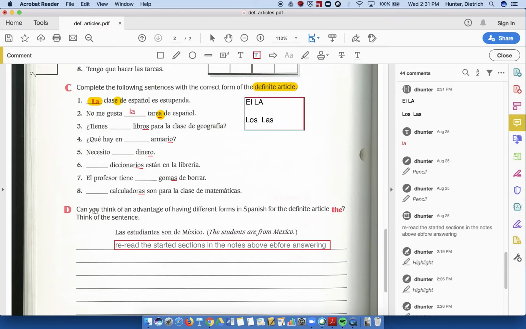In part D, you'll see here it says, can you think of an advantage of having different forms in Spanish for the definite article the? Think of the sentence, las estudiantes son de México. Now, knowing what you do about son de México, what is being said about these students? Go ahead and do your best to answer that question there. No real wrong answer. We want to know your perspective based on what you learned here.